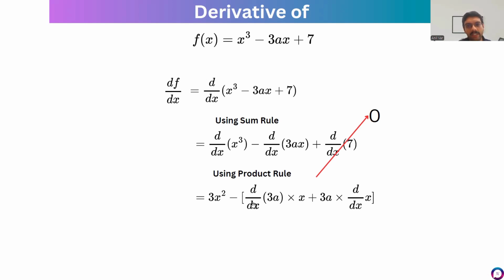Okay. What do we have here? Well, d by dx of 3a is a constant. We've already said what happens when you differentiate a constant. That term goes to 0. So this term actually disappears. Then we are here. Now what do we see here? We have 3a, so that's great. d by dx of x.